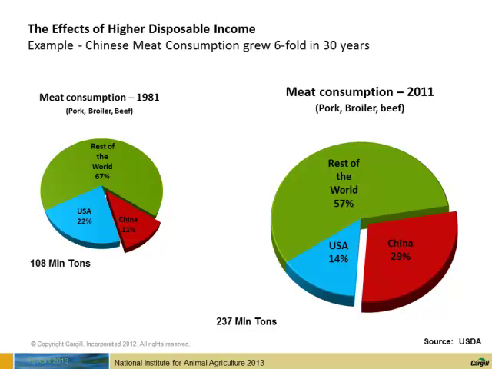Consumption in the U.S. stayed flat. A lot of meat being consumed in China, a lot of meat going to China, a lot of grain going to China to produce meat for China.